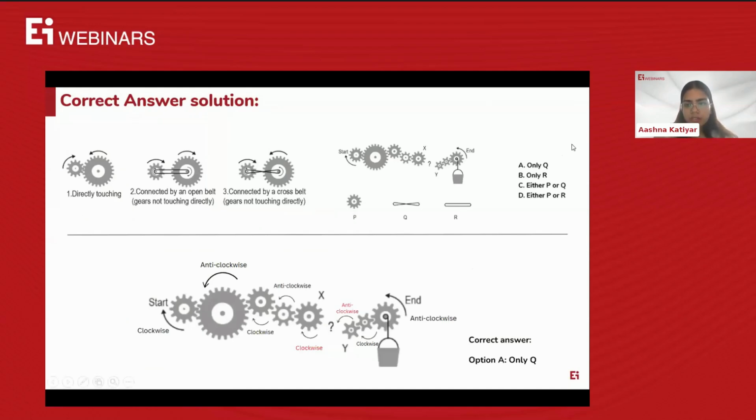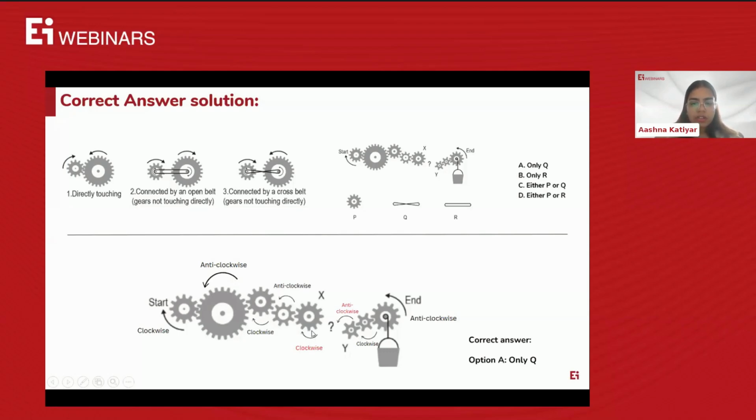So the correct answer is option A, that is only Q, because in the starting position, this gear is moving in a clockwise direction, and this gear is directly connected, like they are touching each other, so the adjacent gear will move in an anti-clockwise direction. Again, the next gear is touching the previous gear, so it will move in the opposite direction, that is the clockwise direction, and the next gear will move in an anti-clockwise direction.